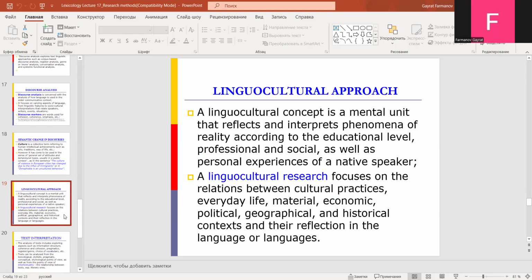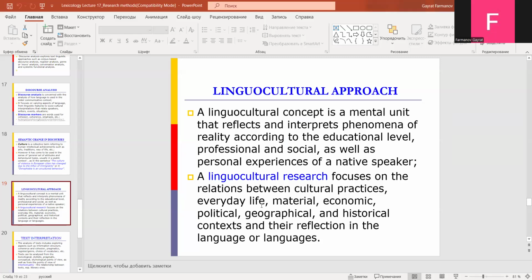Lingo-cultural approach. The lingo-culture concept is a meaningful mental unit that reflects and interprets phenomena of reality according to the educational level, professional and social, as well as personal experience of a native speaker. Lingo-cultural research focuses on the relations between cultural practices, everyday life, material, economic, political, geographical, and historical contexts, and their reflection in the language of languages.